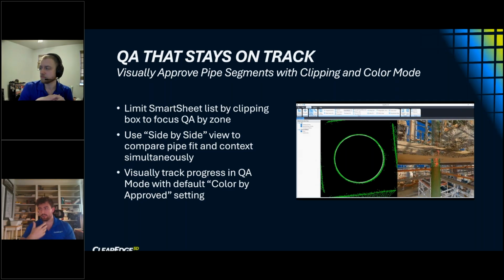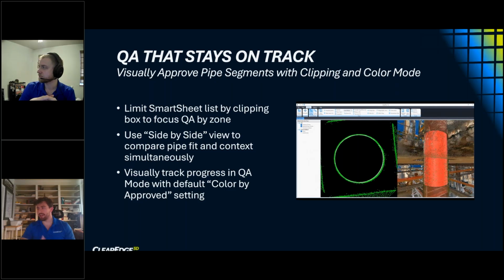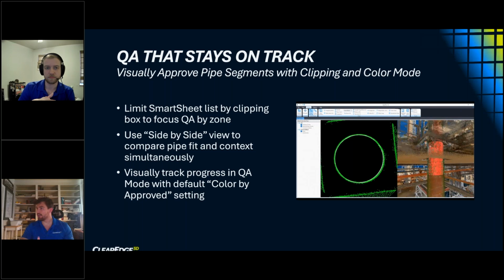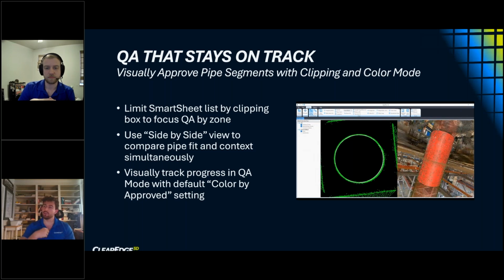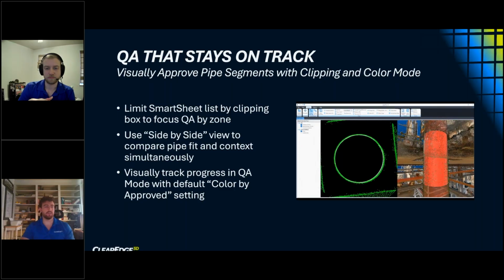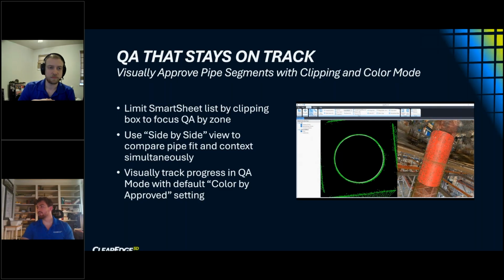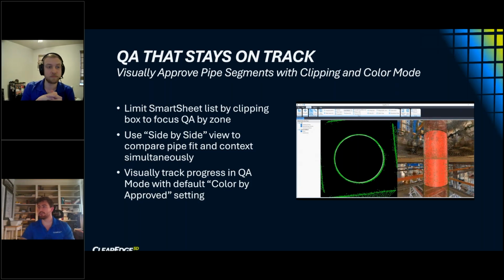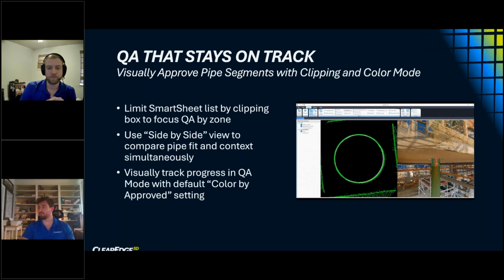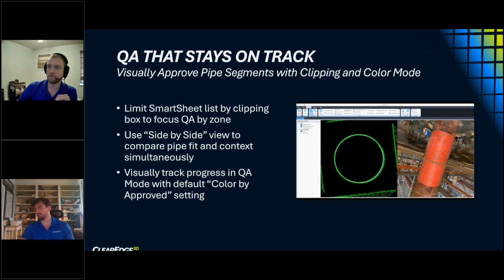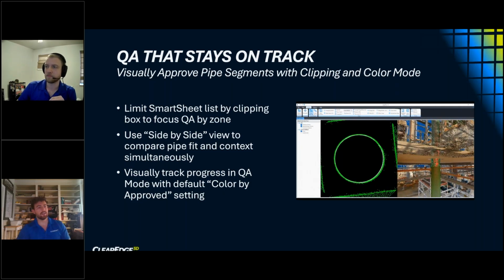So one of the complaints is basically people are like, hey, I can't really visually tell what pipes I've actually checked. So one of the cool things we did is when you enter into the QA mode, we now have a new default coloring mode that will color the pipes by approved. So you get red for ones you haven't looked at and green for ones you have looked at. Again, that offers users a very quick visual indicator of how much they've actually done and what pipes they still need to focus in on for their QA.